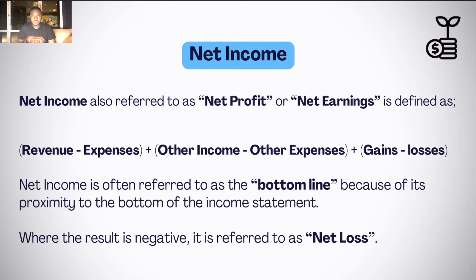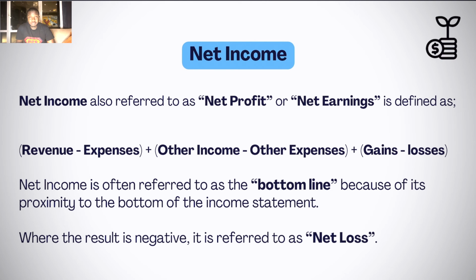Net income, also referred to as net profit or net earnings, is defined as revenue minus expenses plus other income minus other expenses plus gains minus losses. Net income is often referred to as bottom line because of its proximity to the bottom of the income statement. Where the result of the equation is negative, it is referred to as a net loss. To understand this better, let's see an example.